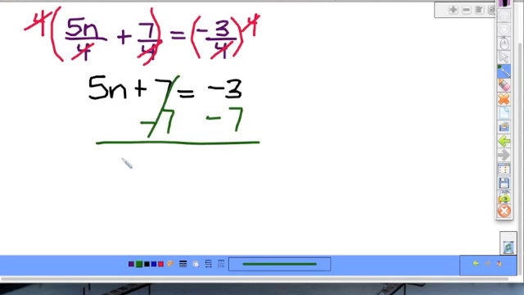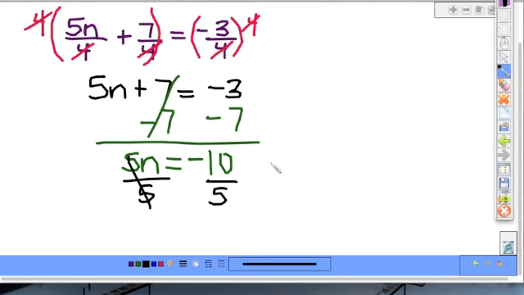These cancel. 5n falls down. They're both negative, so we keep the sign and we add. So 7 plus 3 is going to give you 10. Next step is going to be to get the n by itself, so we're going to divide by 5. What you do to one side, you do to the other. 5 goes into 10 2 times, but you have a negative there, so n equals negative 2.